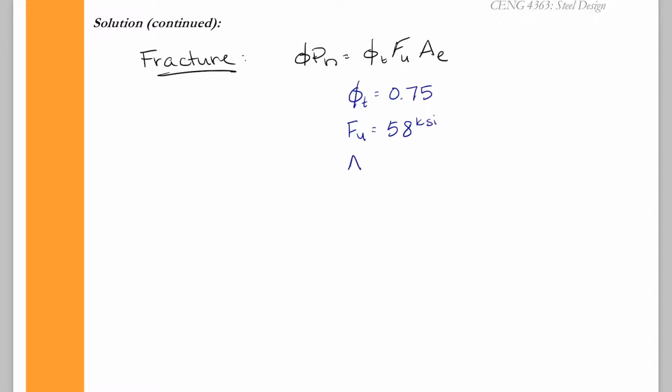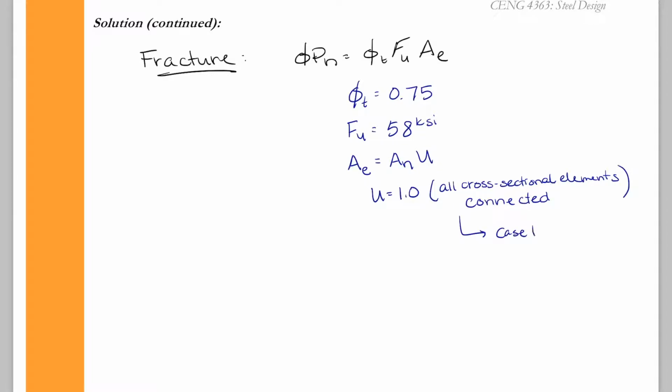Lastly, we go to chapter D and we can look up the effective area, and we see that the effective area is our net area times U. Remember, U was that shear lag factor. In this case, U is 1, since all cross-sectional elements are connected. This is case 1 in table D3.